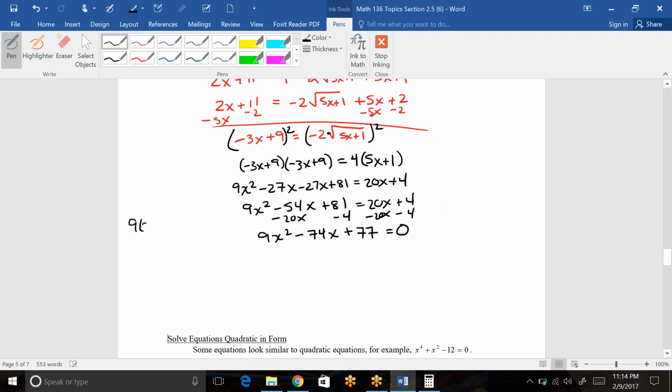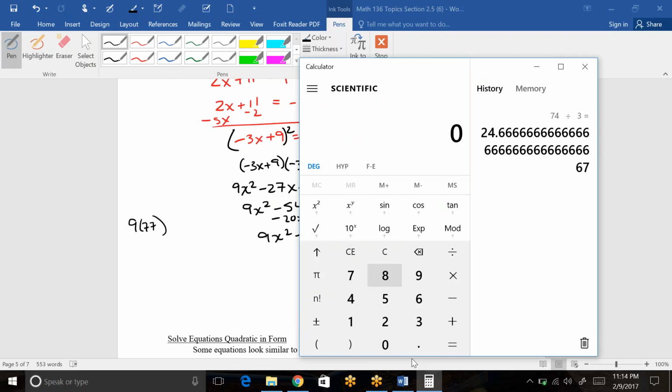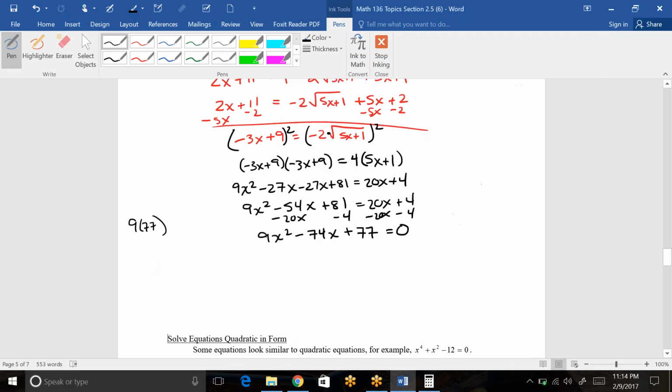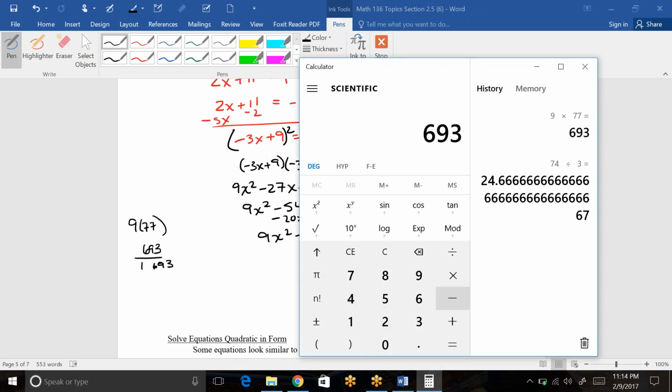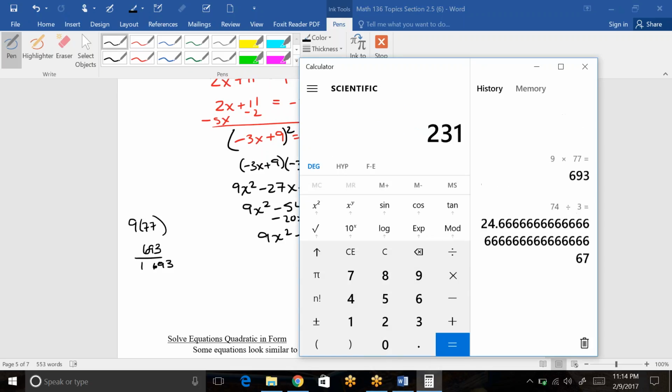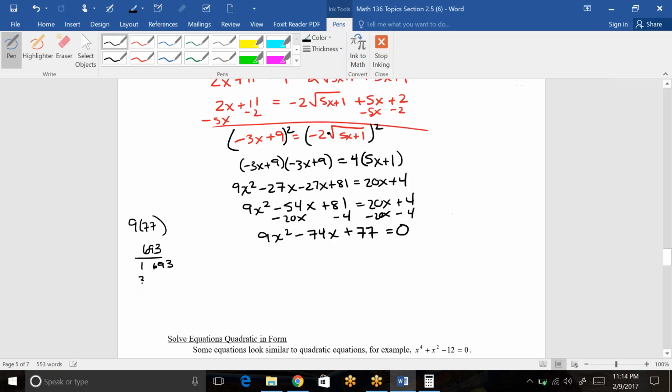So we need to do 9 times 77, and we're going to have to find our factors of that, which is 693. 1 and 693. 2 does not go into it. It is divisible by 3. 3 and 231.